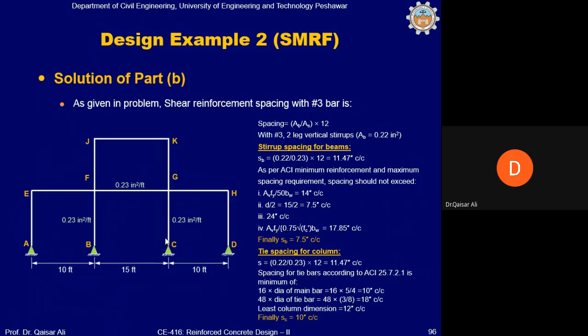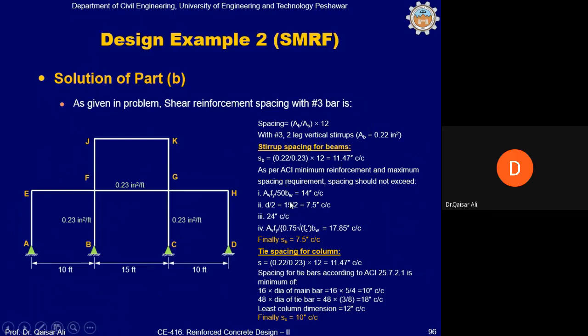Now, for the stirrup reinforcement, the statement in the example says that 0.23 square inch per foot reinforcement is required as per analysis for both beams and columns. We'll first look at the beams. The spacing for this reinforcement, 0.23 square inch: if we use number 3 two-leg vertical stirrup, the area of bar is equal to 0.22 square inch. So 0.22 divided by 0.23 into 12. This spacing requirement is 11.47 inch center to center.